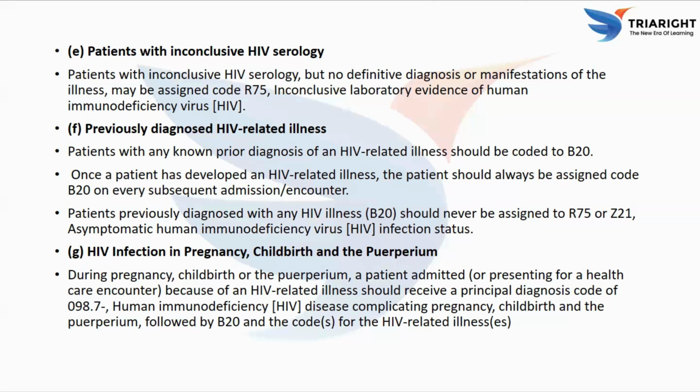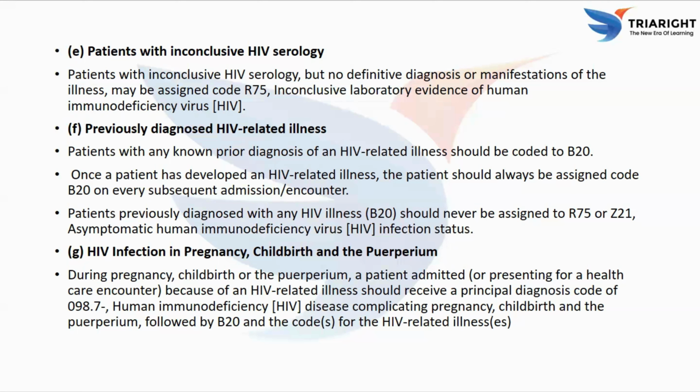Next, coming to F, previously diagnosed HIV related illness. This is fundamentally important in HIV coding. What is rule 1? If a patient has ever had an HIV related illness, you always have to code B20. This is for life, even if the patient is currently healthy, the HIV illness occurred years ago, or they look asymptomatic now.